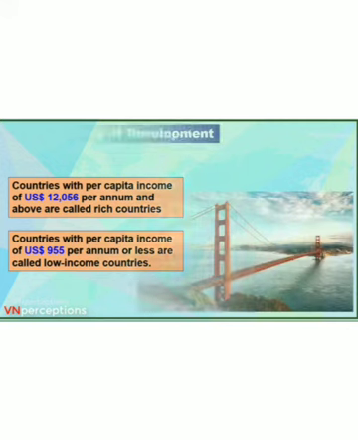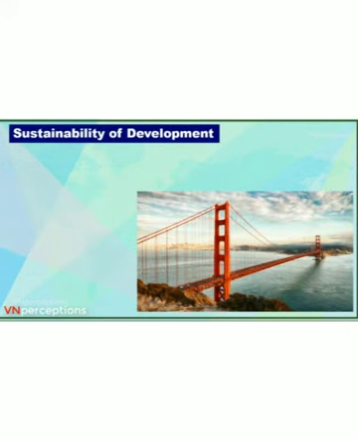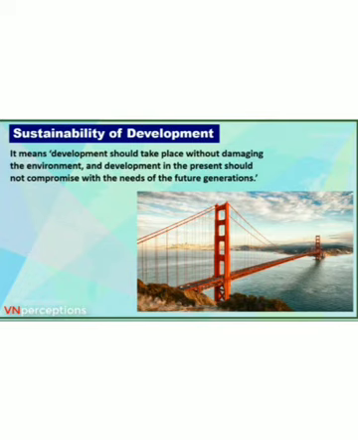Now we understand development. Then next is sustainability of development. What is sustainability of development? Sustainability of development means development should take place without damaging the environment, and development in the present should not compromise with the needs of the future generations.